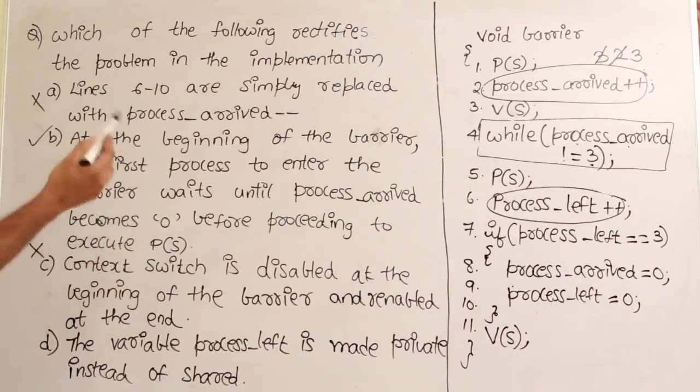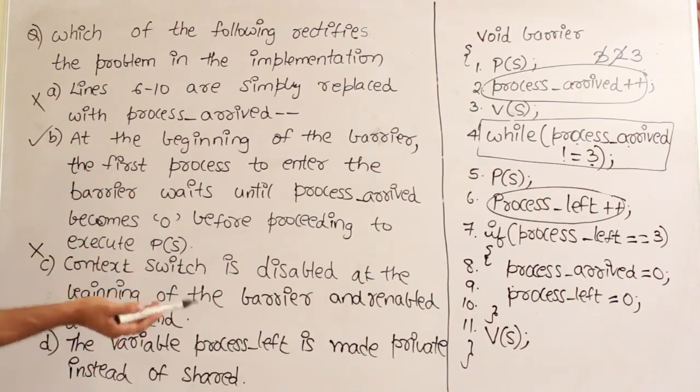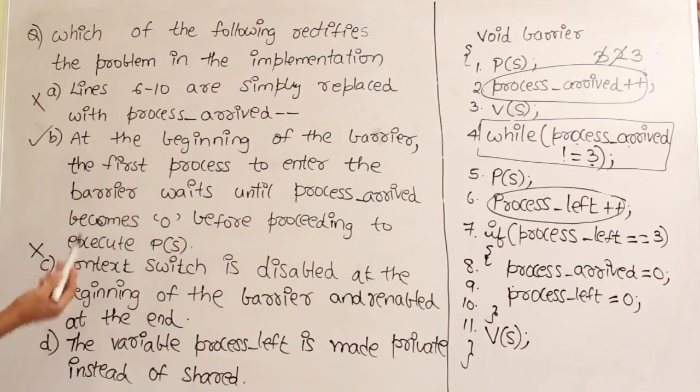So this solution is obviously not correct, because one process will go there and it will fall in an infinite loop and it will wait there and it will not give any chance to others because it has disabled the interrupts, right? It has disabled the context switching, so it cannot come out. It cannot come out and it will not let anyone come in, so it will be stuck there.